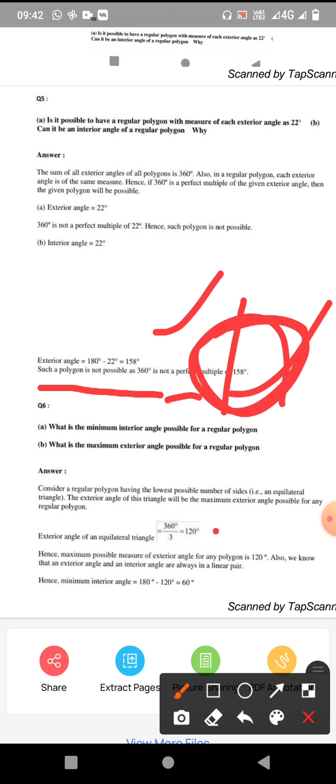We know that an exterior angle and an interior angle are always in a linear pair. Remember this. Exterior angle and interior angle are always in a linear pair. Understood? So the minimum interior angle: we got 120 degrees, and 120 degrees will be subtracted from 180 degrees, which gives 60 degrees.